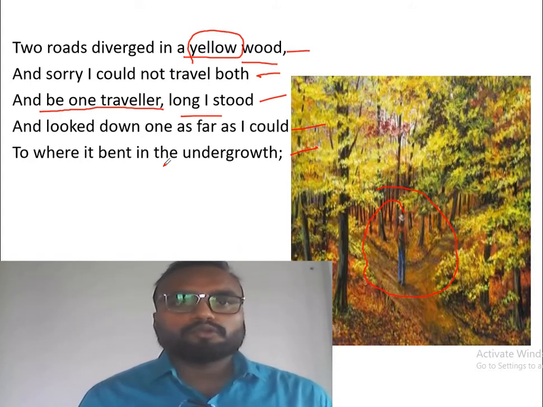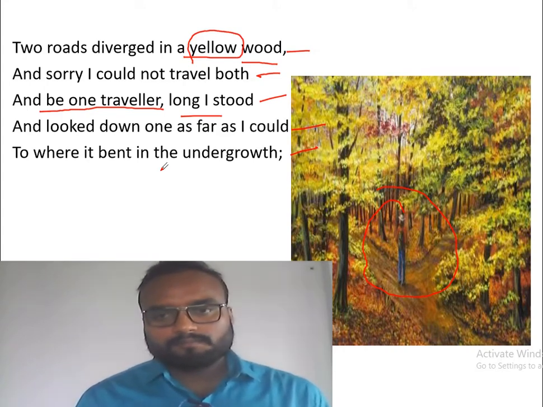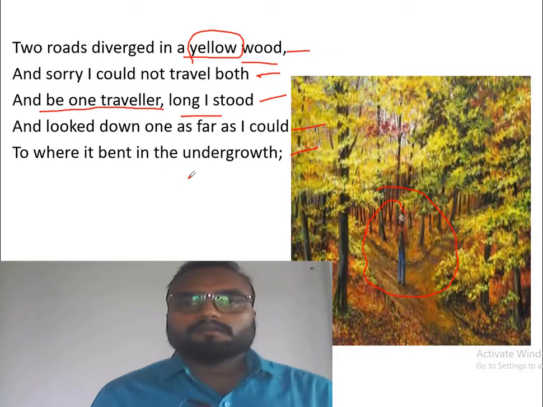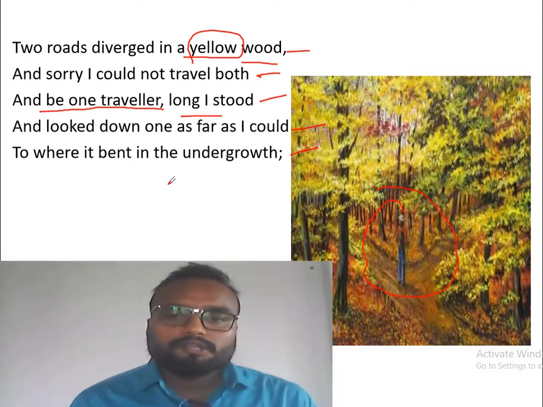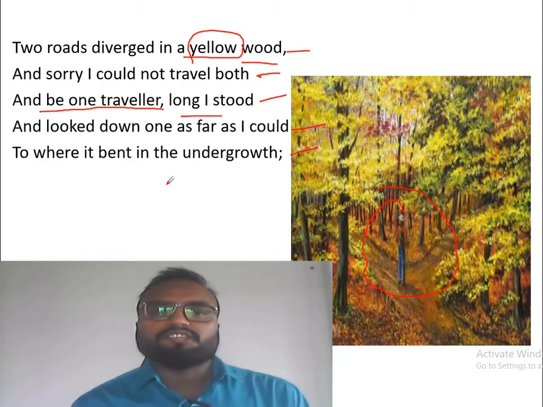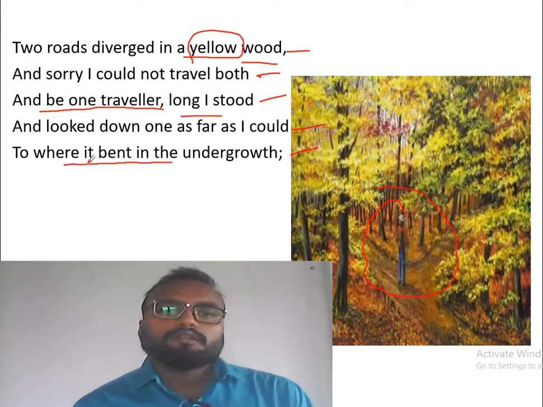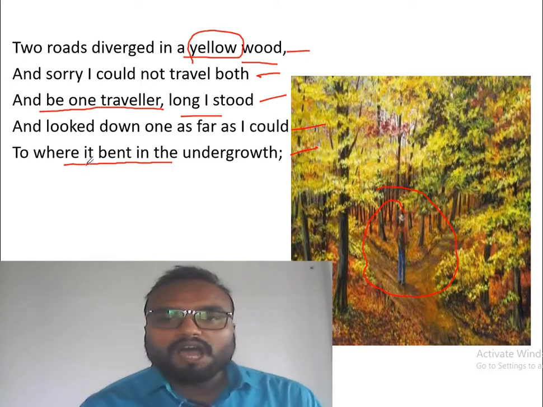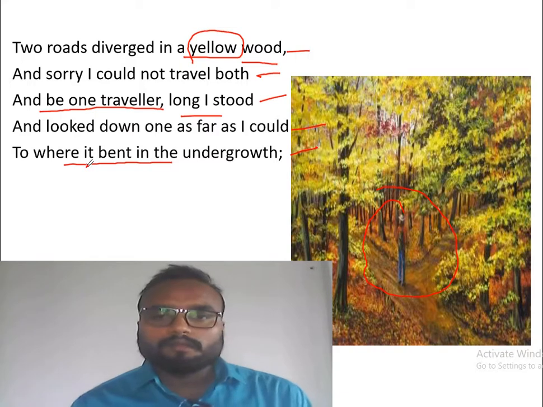Here, looking into both paths means that he was contemplating. He was looking at the pros and cons, positive and negative aspects of both paths. So he weighed the positivity and negativity of both paths, and he tried to look into both paths as far as he could see, to where it bent in the undergrowth. So till a particular point, till a particular distance, till where his visibility allowed, he looked till that point, and beyond that it was not visible, therefore he could not see.